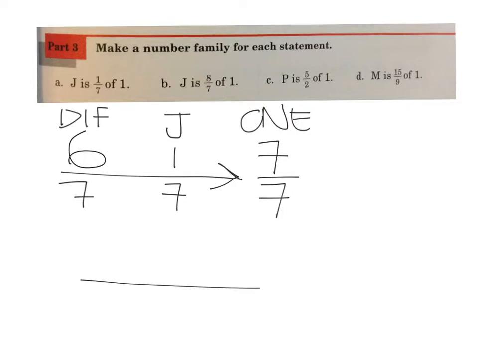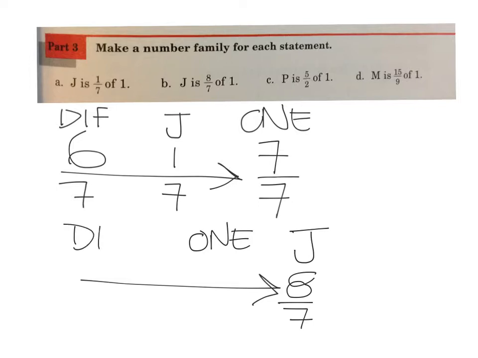Once you set it up as the number family, you have to ask yourself, is J more than 1 or less than 1? And I can see I have 8/7. 8/7 is more than 1, so this time J is going to be my big number, right? Because J is going to be 8/7. I know that it's more than 1, so it's going to be big. I'm still going to compare it to 1, and I'm still looking for the difference.